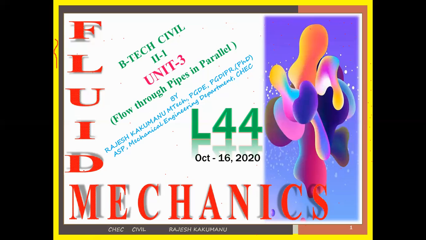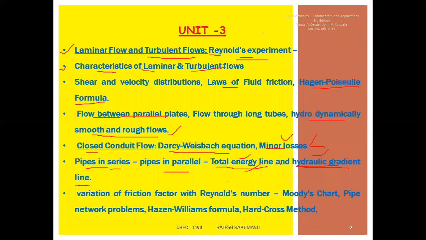We will discuss the concept of flow through pipes in the parallel connection, the derivation for these parallel connection pipes, and also the problems associated with these pipes. In this unit, we have completed the concept of pipes in series. Now we are dealing with the pipes in parallel concept. The total energy line and hydraulic gradient line were already completed in the 42nd lecture. So within 5 or 6 classes, we can complete the unit 3 topics.